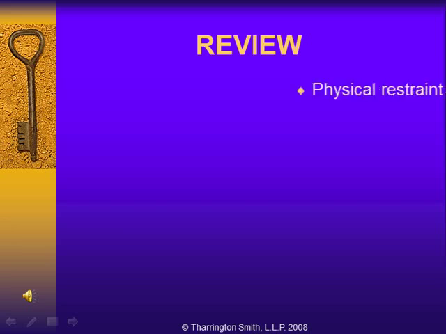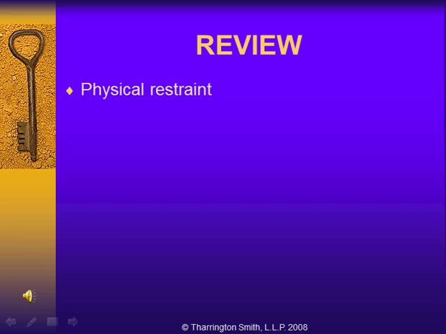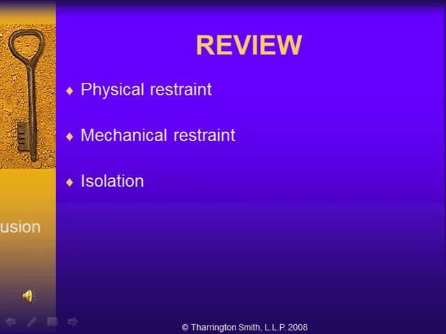Remember, physical restraint means using one's own body to restrain all or part of a student's body. Mechanical restraint involves using an object or device to restrain part or all of a student's body. Isolation occurs when a student is placed alone in an enclosed space from which he can leave. And seclusion means the student is placed alone in an enclosed space from which he cannot easily leave.